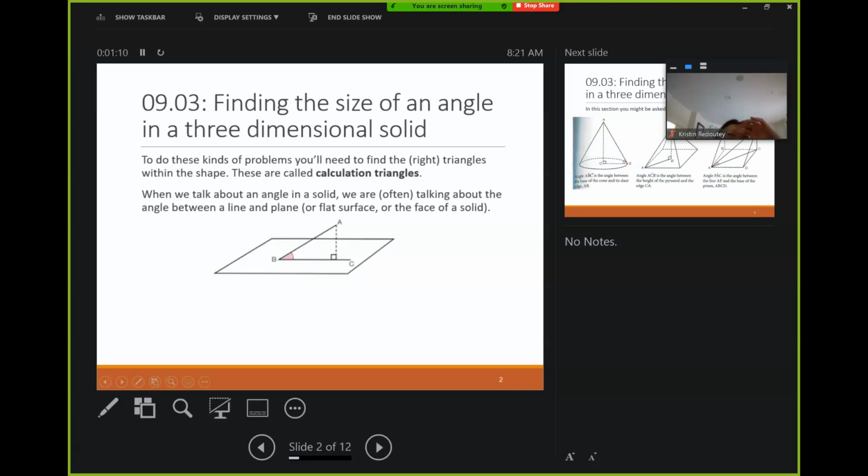So when we talk about an angle in a solid, what we're often talking about is the angle that a side makes when intersecting a plane. So if we talk about this line AB intersecting this plane, we're talking about an angle here where the other arm of our angle is just some segment inside of the plane. Is everybody okay with that notion?